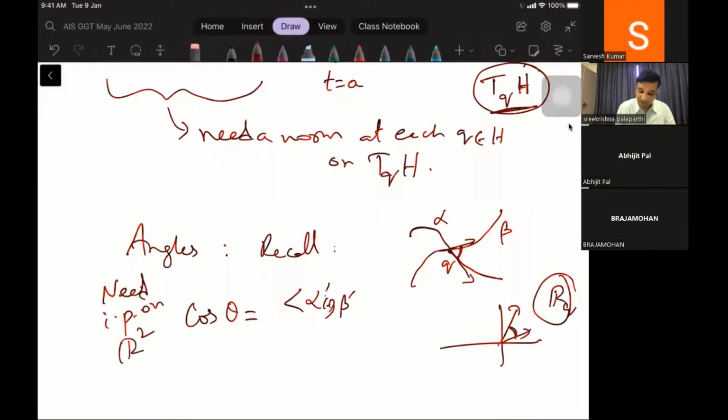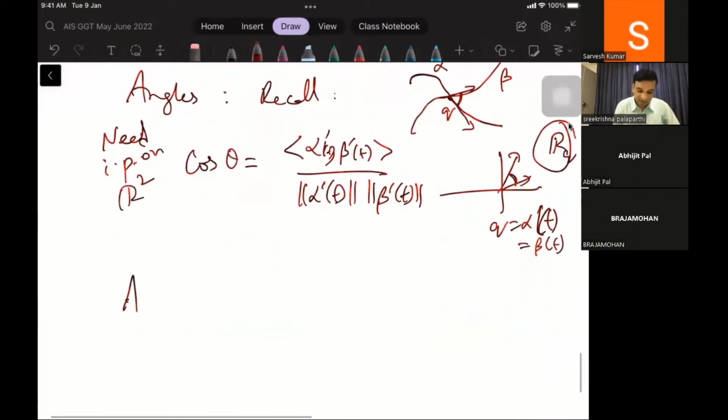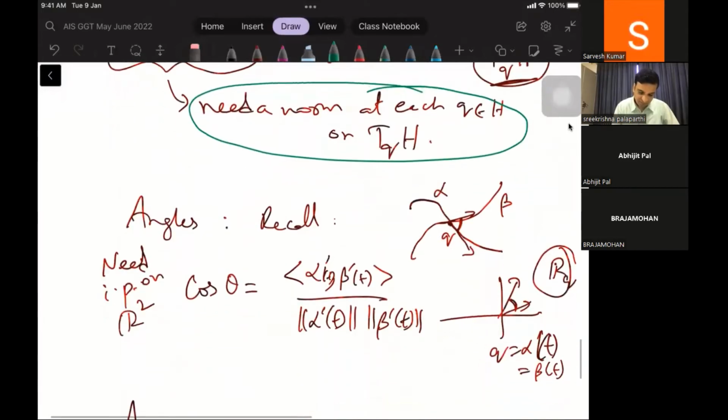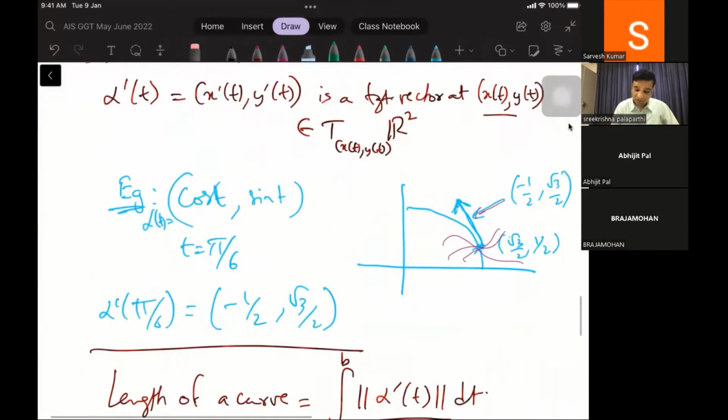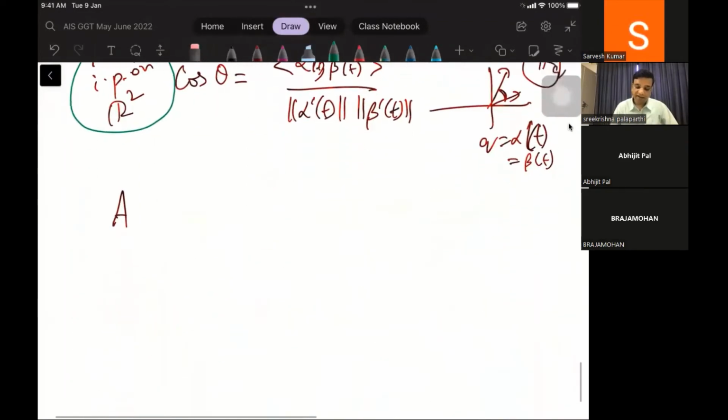Alpha of t and beta of t are equal to Q. So cos theta is the inner product of alpha prime of t and beta prime of t, divided by the norms. So we need an inner product. Once we have an inner product space, we can recover angle. Likewise, we also mentioned areas. When we talk about geometry, we need areas as well. So how do you calculate areas?